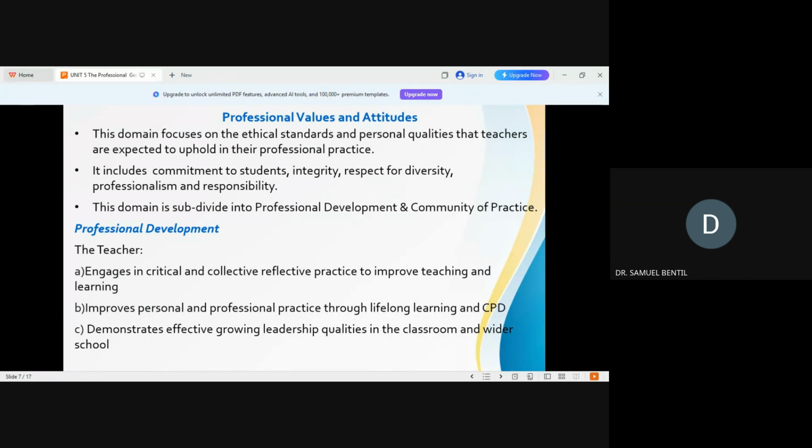Anyway, let's focus. So, as I said, the domain is divided into two. We have the professional development and that of community of practice.